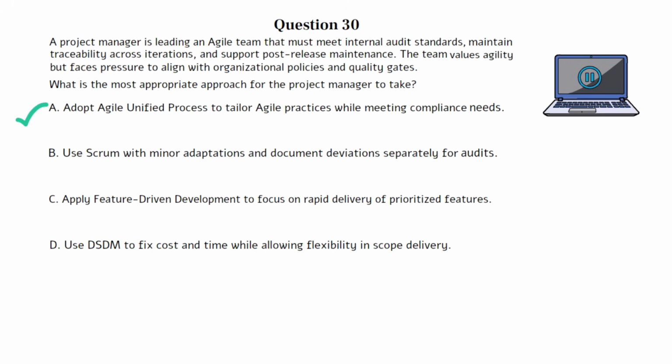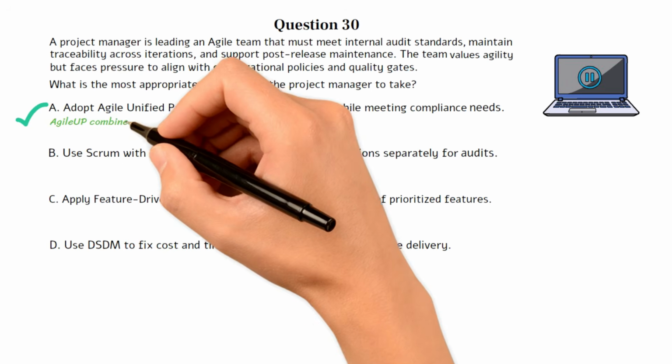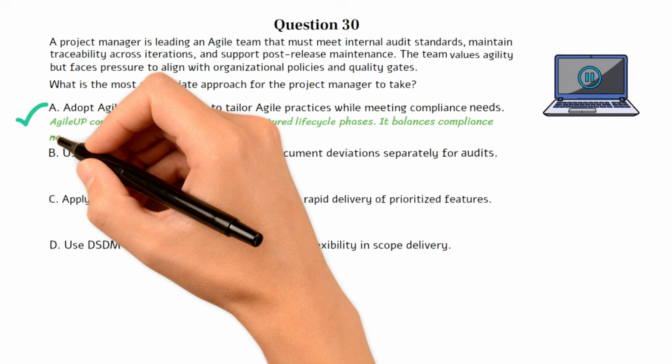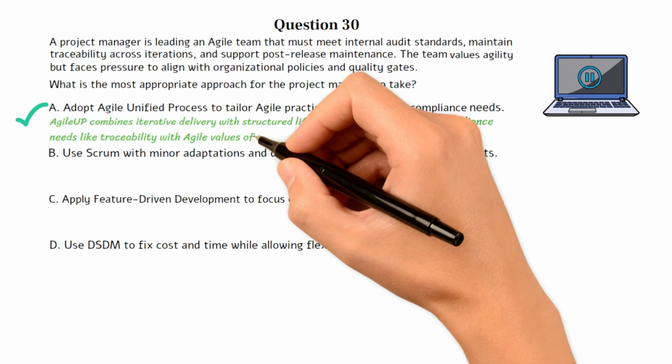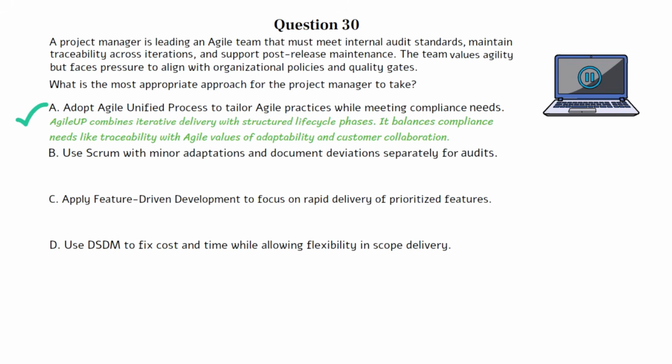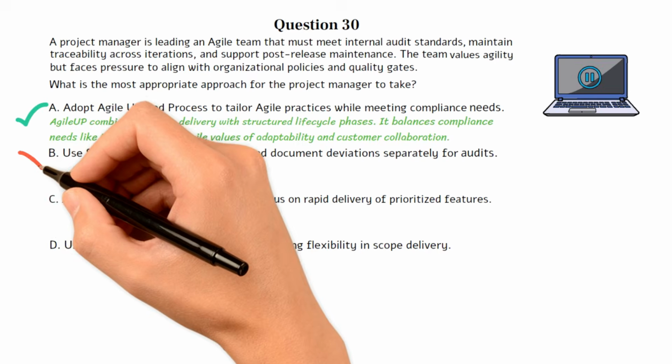This question assesses your ability to apply Agile in regulated or structured environments where compliance, traceability, and governance are essential. In these contexts, teams often need more than lightweight frameworks. They require a disciplined, agile approach that supports both flexibility and formal oversight. Choice A is the best option because Agile Unified Process offers a blend of iterative delivery and structured lifecycle phases. It provides enough formality to meet compliance standards, such as traceability and auditability, while still supporting Agile values like adaptability and customer collaboration.